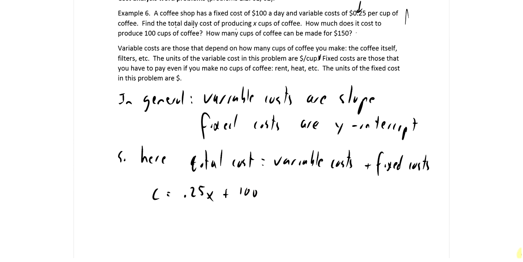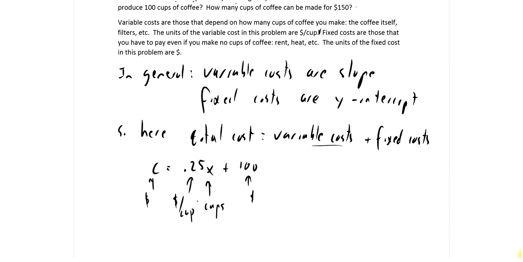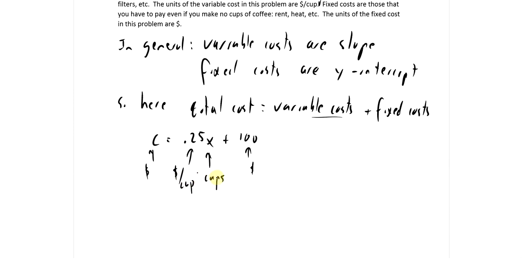And look at the units a little bit. Costs, that's in dollars. Fixed costs, that's definitely in dollars. This whole thing is your variable costs, so that better be in dollars as well. But the units of X is cups, the number of cups of coffee. What's the units of the variable cost? Well, it's dollars per cup. And so if you think about the units, dollars per cup times cups, the cups cancel out, and the units of this whole thing is dollars.